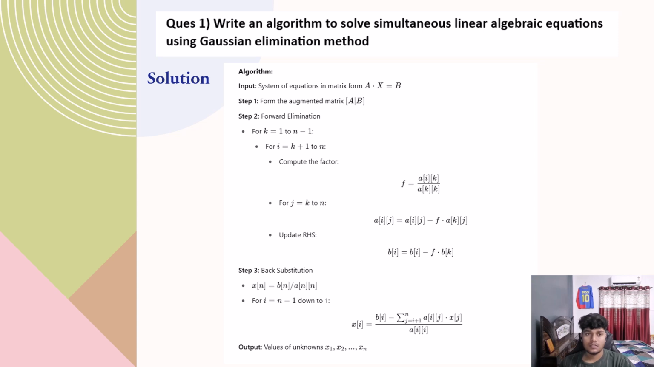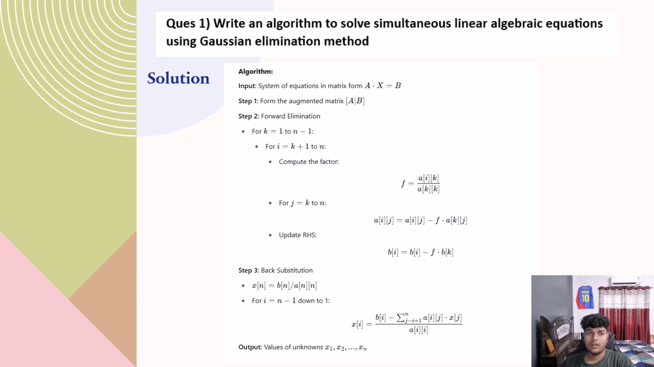Question number one asks us to write an algorithm to solve a system of simultaneous linear algebraic equations using the Gaussian elimination method. Gaussian elimination is a direct method that transforms a system AX = B into an upper triangular system, which can then be solved by back substitution. The algorithm starts with the augmented matrix [A|B], where A is an n by n coefficient matrix and B is the n by 1 vector of constants.